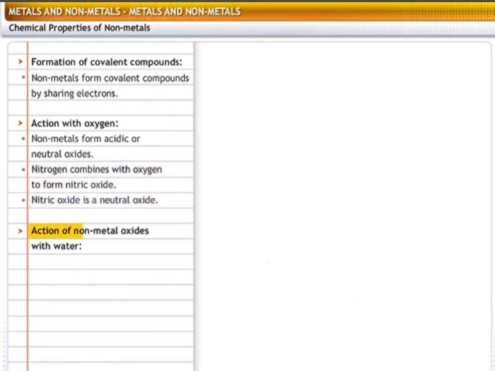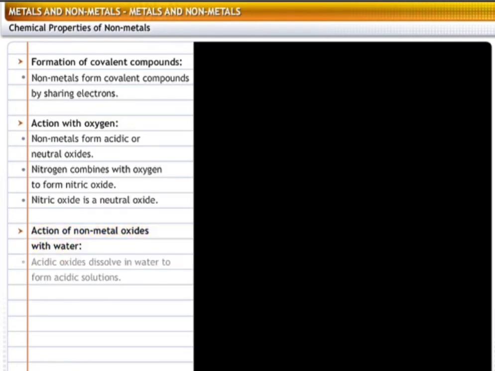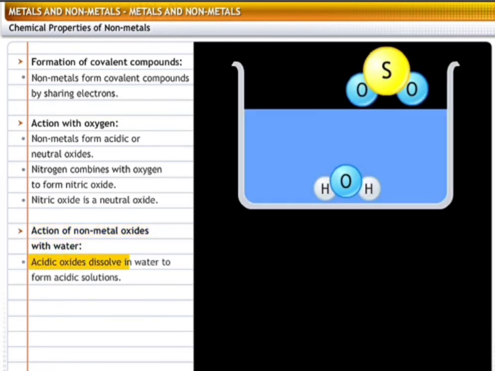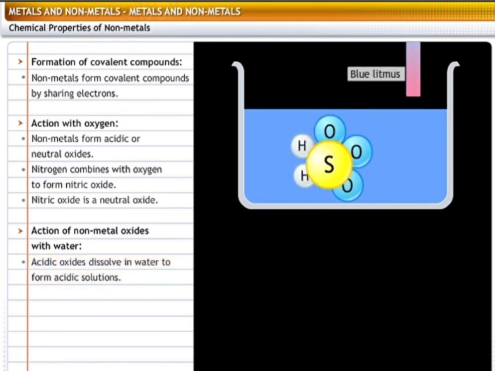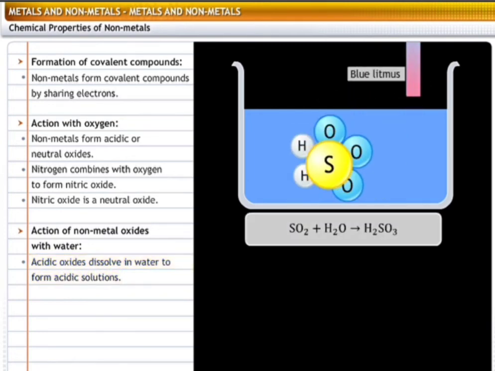Action of nonmetal oxides with water. Acidic oxides dissolve in water to form acidic solutions. For example, sulfur dioxide reacts with water to form sulfurous acid.